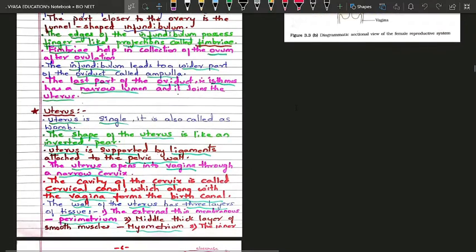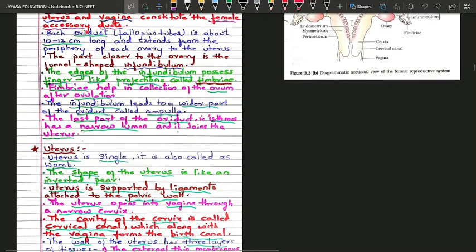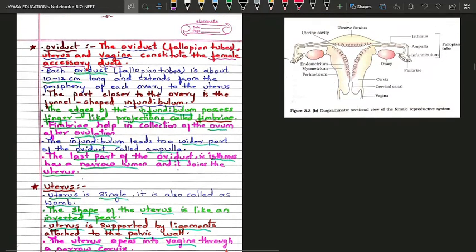Next, uterus. So this part is the uterus, isn't it? Uterus is single. It is also called the womb, because it holds the child there. Implantation takes place there itself. The shape of the uterus is like an inverted pear.